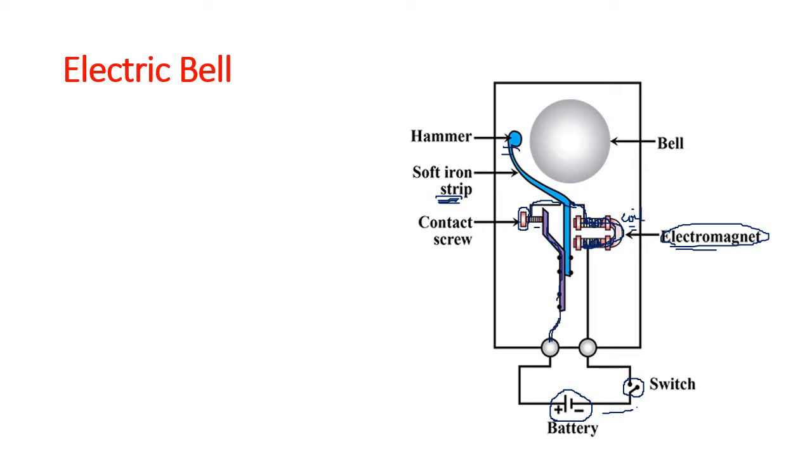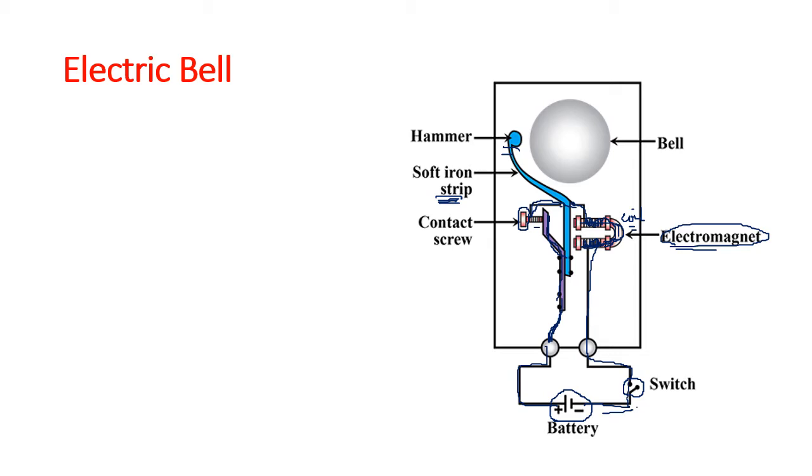It is not shown here, but it touches the circuit here, and this is the whole circuit. So you can see the wire. Let us trace the wire. The wire goes from this pole to the strip, to the point here, to the screw, contact screw, to the soft iron strip, to the coil, and back to switch to the battery. Now let us see the working.